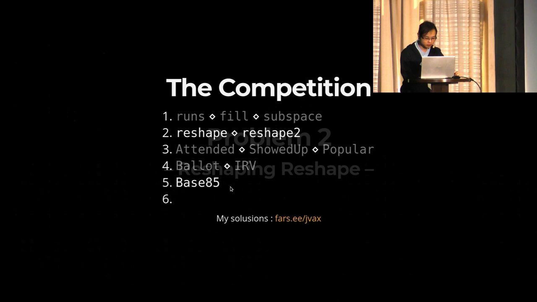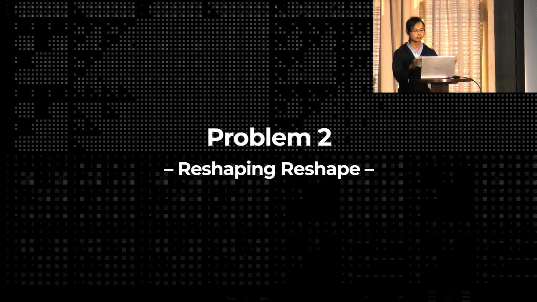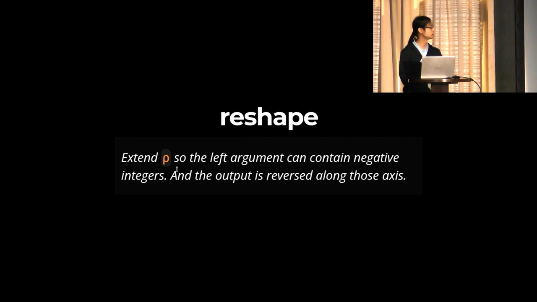Problem two is reshaping reshape. You have to extend what reshape does, so its left argument can contain negative values, and they are integers, obviously, and the output is reversed along those axes.